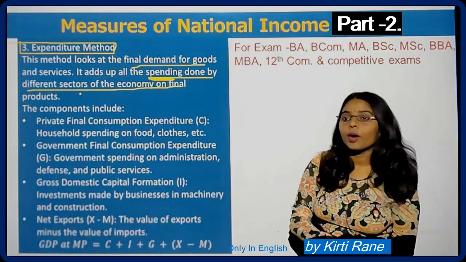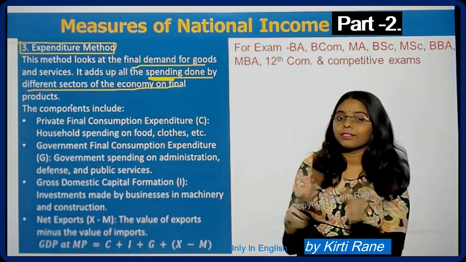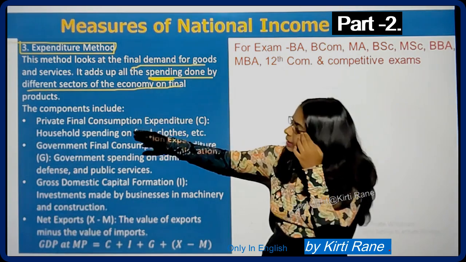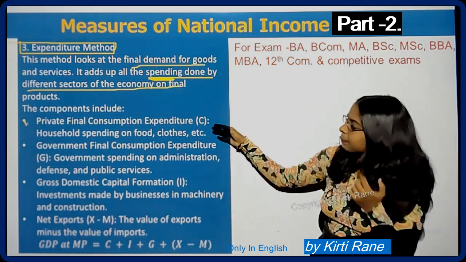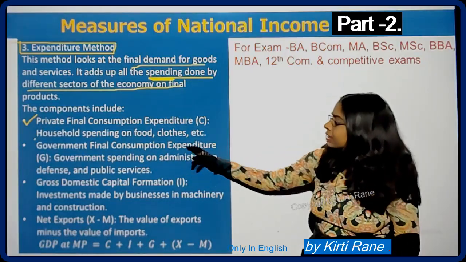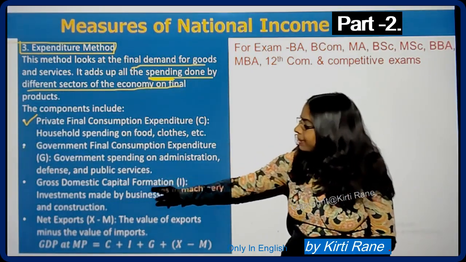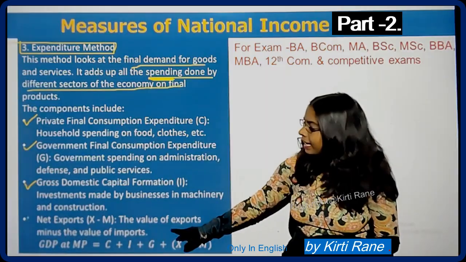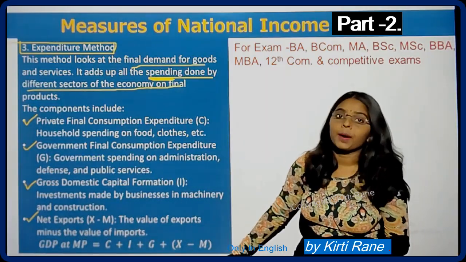Now, what are its key components? The key terms that you will need to know. The first is the private final consumption expenditure, government final consumption expenditure, gross domestic capital formation, and net exports. So these are the four components.